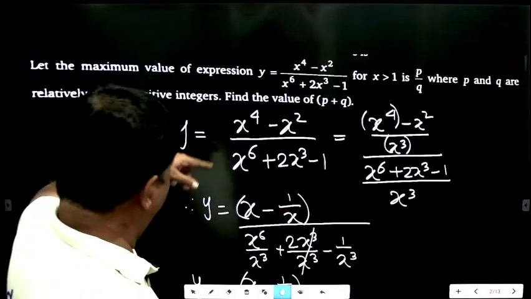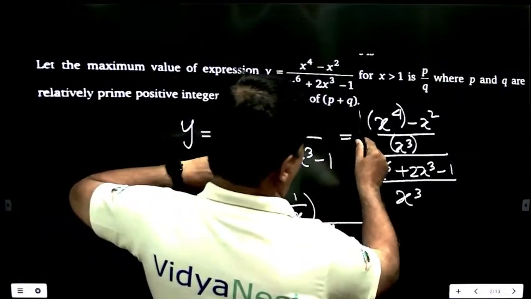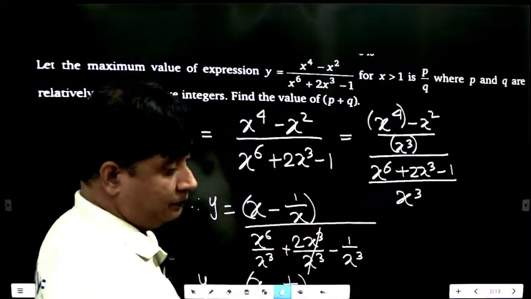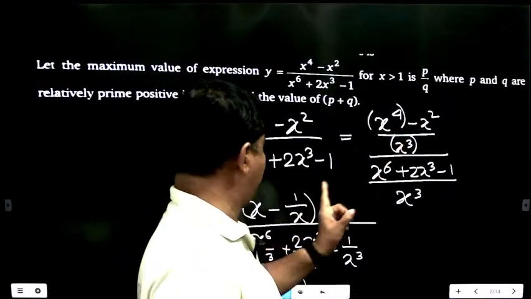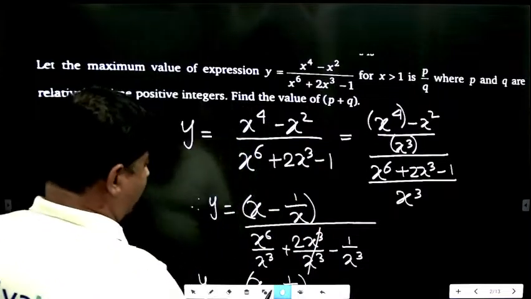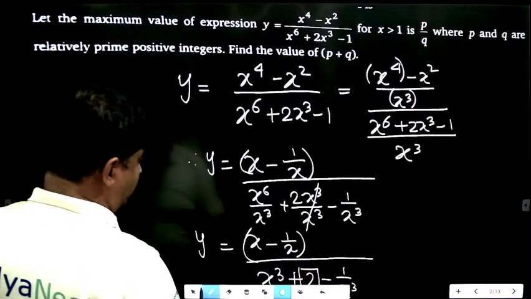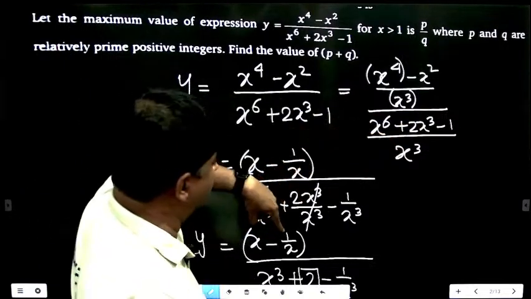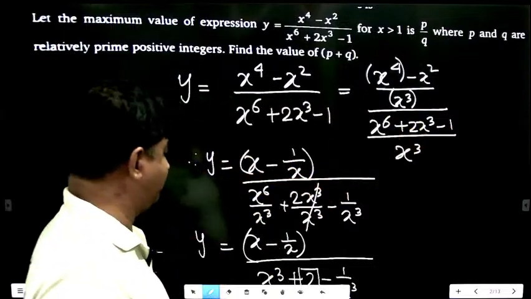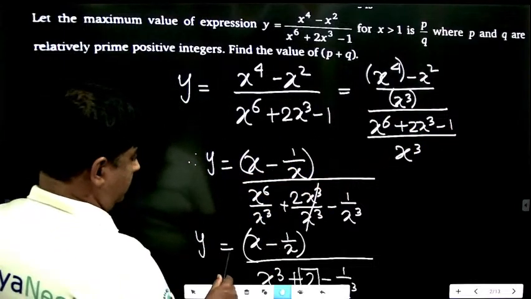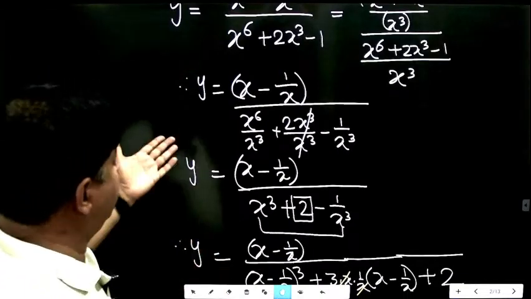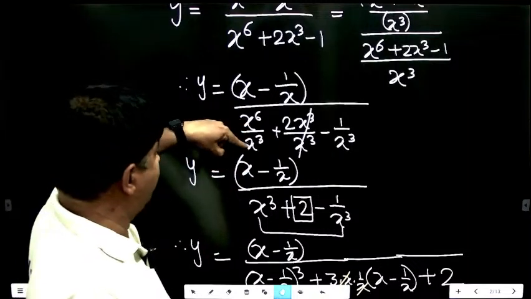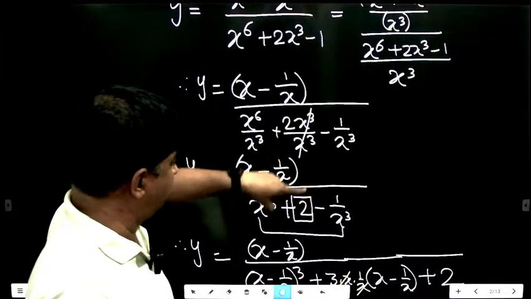If so, then how can you split the numerator? In the numerator you can split x to the power 4 by x cube, that is x, and x square by x cube, that is 1 by x. What about the denominator? You see, x to the power 6 by x cube, 2x cube by x cube, minus 1 by x cube. So this is reduced to: numerator no change, x minus 1 by x, over x cube minus 1 by x cube plus 2.